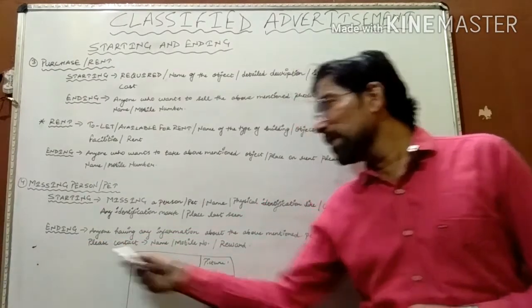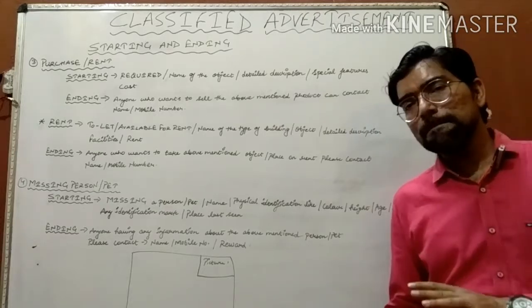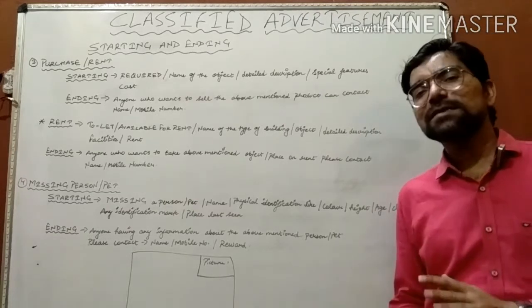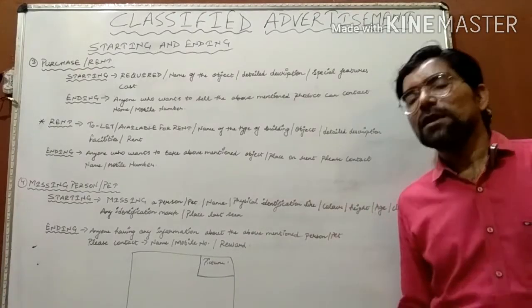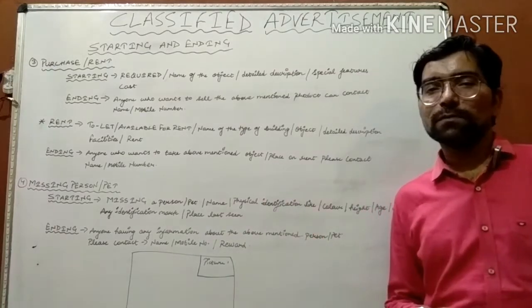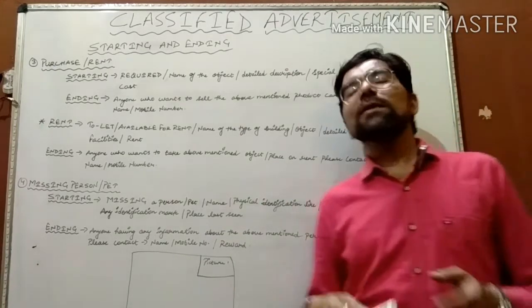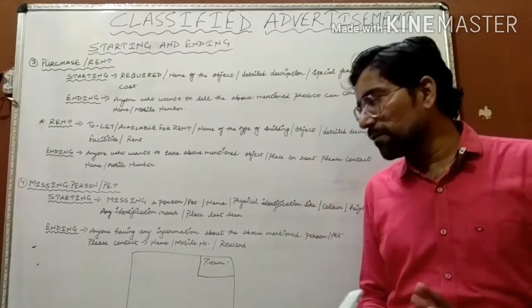Now the ending is: anyone having any information regarding the above mentioned person or pet, please cooperate and contact name and mobile number. If you want, you can announce a reward. Informer shall be rewarded suitably. So you can announce a reward for that.